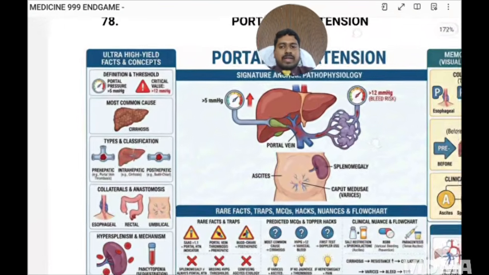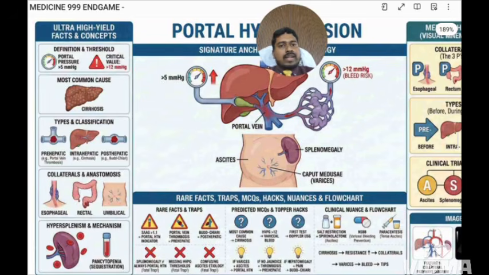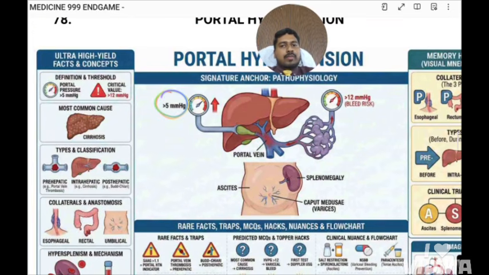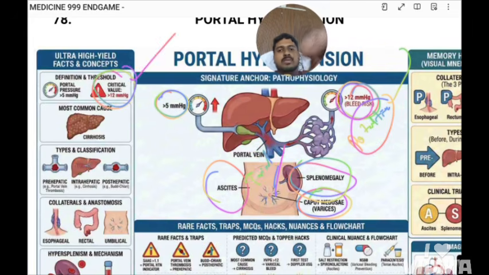Next topic is portal hypertension. I won't go into this topic again, because I have already discussed the triad. I have discussed everything which is required. Okay, only a few things which I have not discussed is, one is what are the pressure changes. So normally it is up to 5. If it goes more than 12, then we call it portal hypertension. Okay, so portal hypertension is associated with portosystemic shunts, splenomegaly, and ascites. This is the triad of portal hypertension. Okay, so more than 12 is portal hypertension.